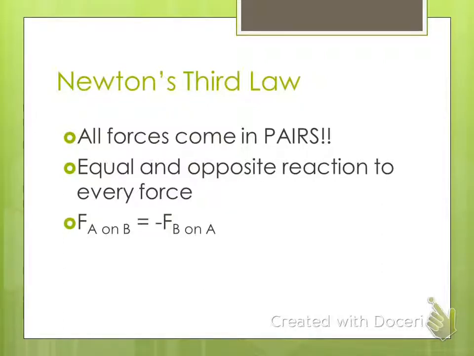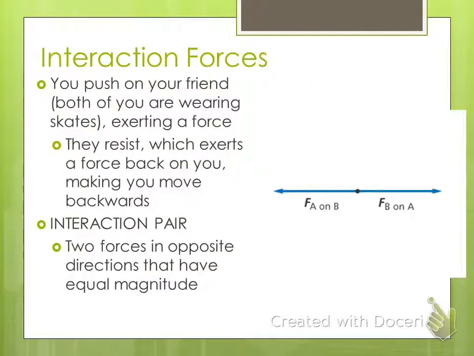So if I exert a force of A on B, if I push on an object, I'm exerting a force of A on B. That object exerts the exact same force back at me, but in the opposite direction. So if I push on something, that object is technically pushing back, exerting a force back on me of exactly the same magnitude, but in the opposite direction. That's what the negative indicates there, that we're looking at it going in the opposite direction.